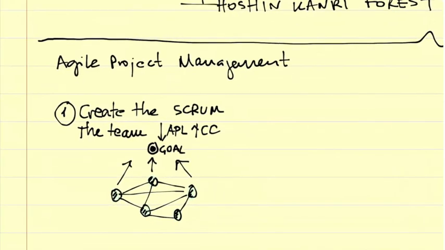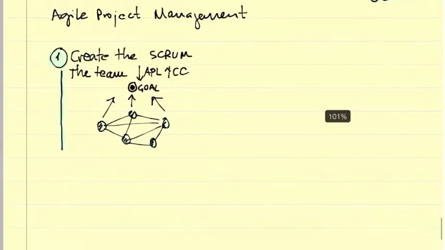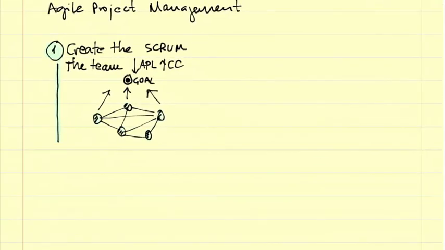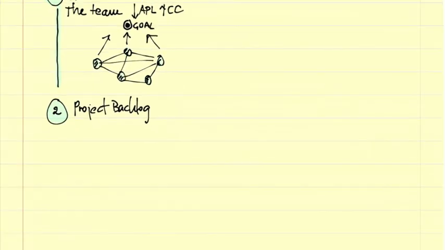Okay. So the first thing you do is you create your Scrum. Once you have created your Scrum, you go and you create a project backlog. This means you put, as we have seen before already, a list of certain set of activities that need to be done.